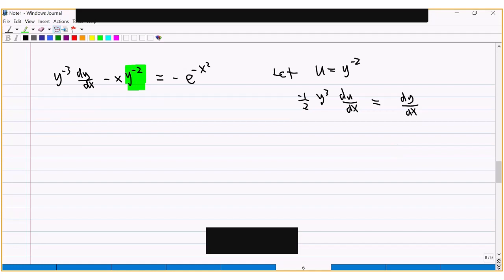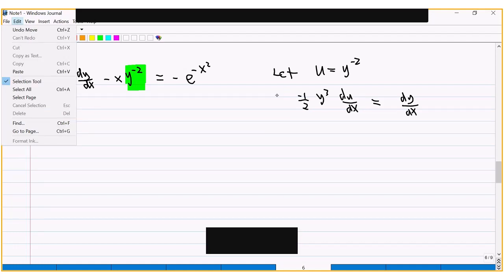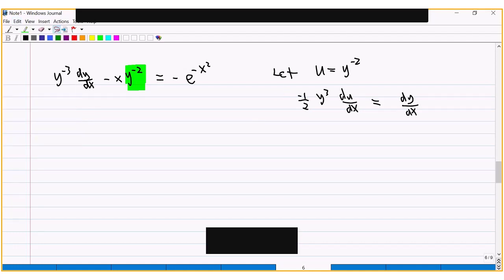So notice, what is dy dx now? dy dx is this one, right? You can see the dy dx is here. Let me put a blue color here. This green color one is u. So now I put dy dx here. So this is equal to y power minus 3.